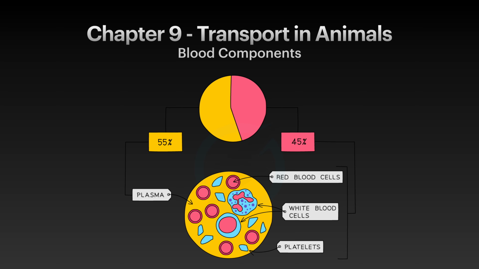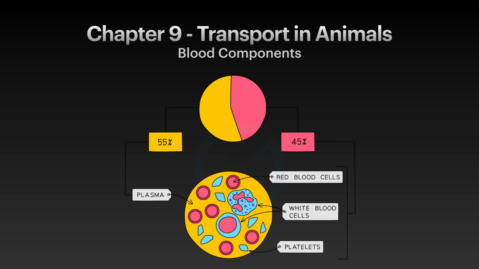Now let's explore the blood itself. Blood isn't just a simple red liquid. It's a complex tissue with multiple components, each with specific functions. First up, we have the plasma, which covers 55% of the blood. This is the liquid component of the blood.